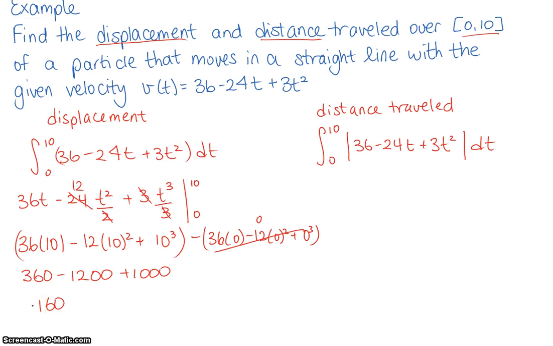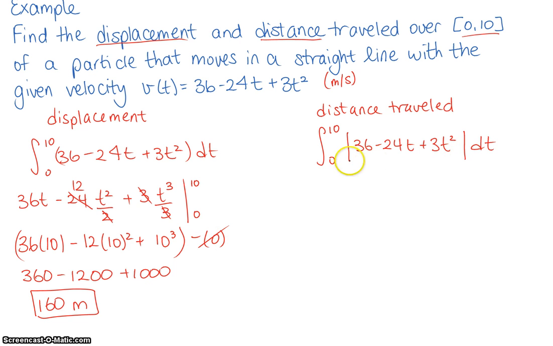Now, let's just assume here that our velocity is in terms of meters per second. So time is in seconds, and your distance is in meters. Then we have 160 meters for our displacement from where we start and where we end in the 10 seconds. Now we want to look at our distance traveled. So I'm just going to erase this so we have a bit more room. And we'll just put a little note here that's minus 0 because it cancels out.